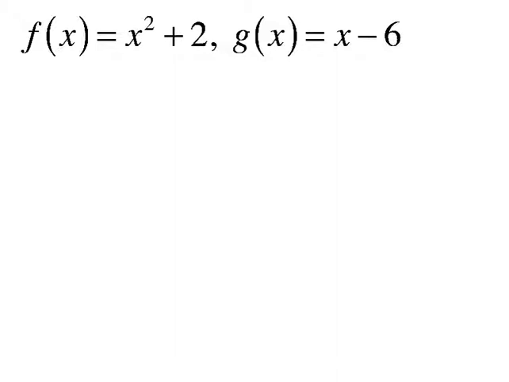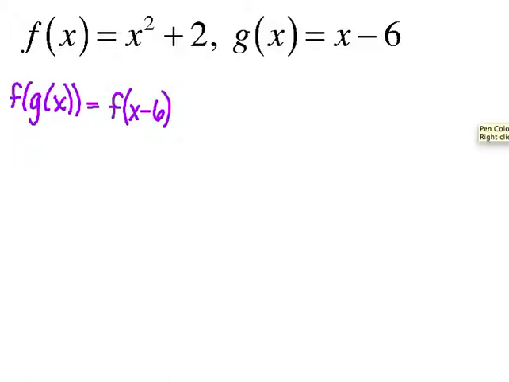Okay, so let's start. I'm just going to write it this way, because I know that's where I'm going to start. It doesn't matter how you write it. This means f of what? x minus 6. So now, wherever I see x in the f problem, I'm going to put x minus 6. So basically, x minus 6 quantity squared plus 2.